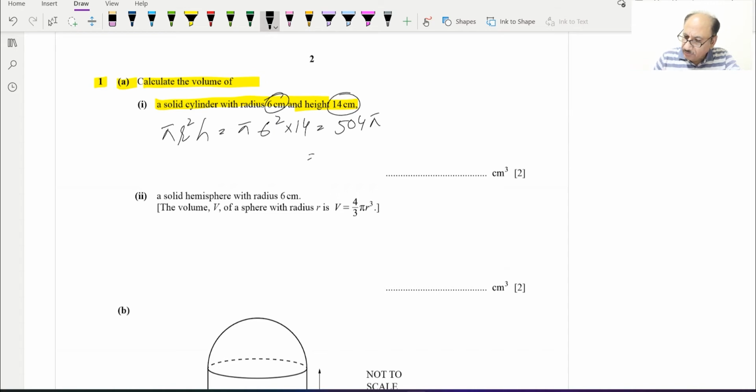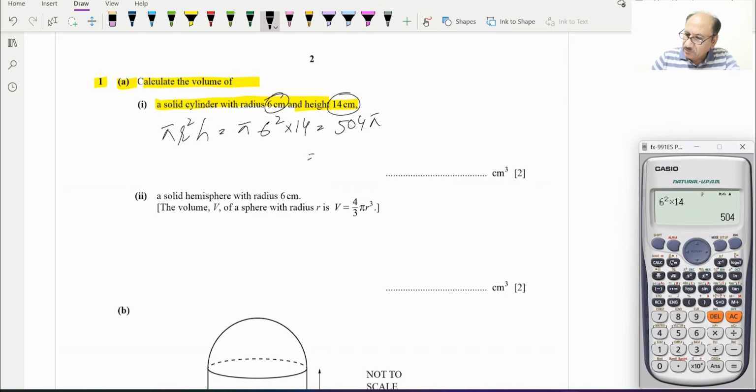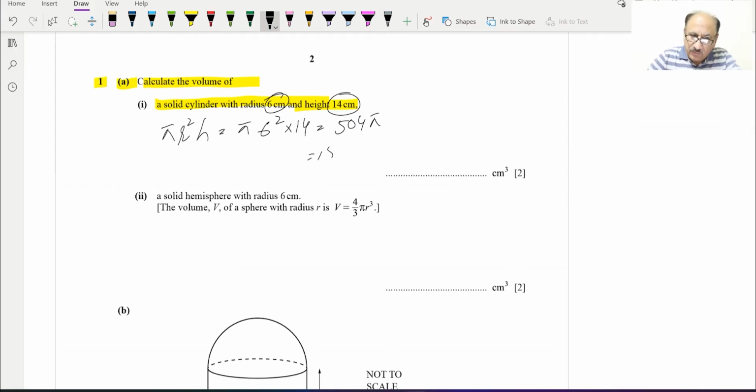Or we can provide the answer in decimal. In decimal, 504 pi will be 1583.36, and we can provide the rounded answer as 1583. So this is a 2-mark question.